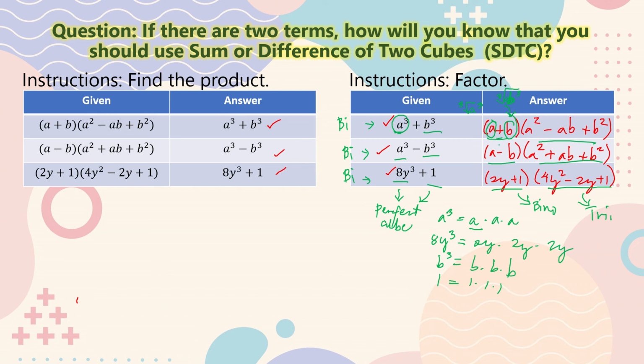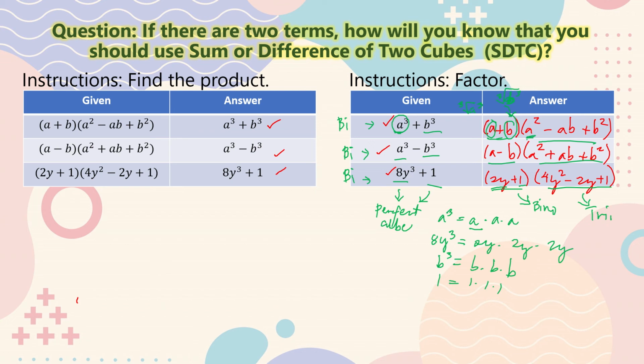Is that true to the others? Let's check. For example, we have 8y cubed. If you get its cube root, you will be getting 2y. The operation is a plus in our given. The operation as well in our answer is a plus. And the second term is a 1. If you get its cube root, that would also be 1. So that's how you will get the binomial of our answer. How about the trinomial? You have to pay attention to your binomial because that's how you will determine the result in our trinomial.